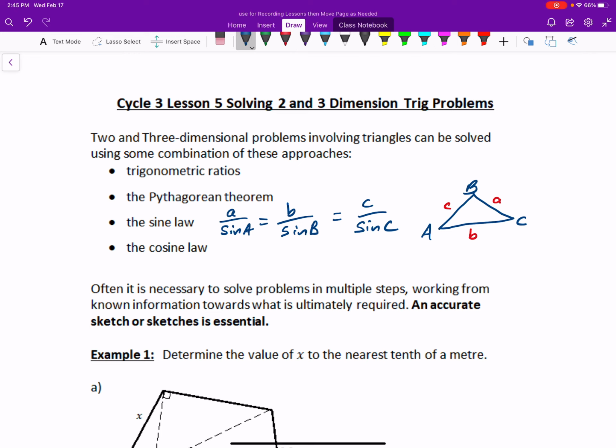Can't seem to write what I want to write. I keep saying one thing and writing something else. There we go, sine 80. Because these two are across from each other, right? We set up angles and sides in pairs when we're working with the sine law.